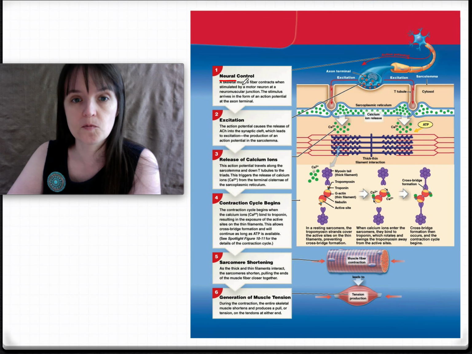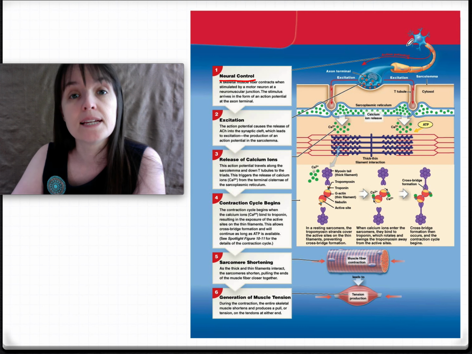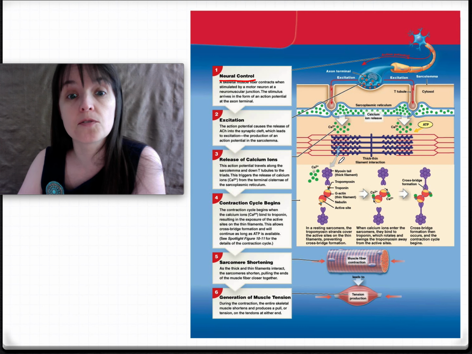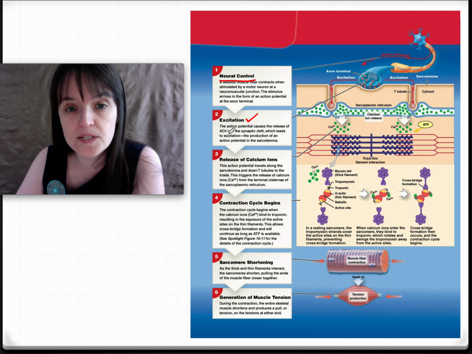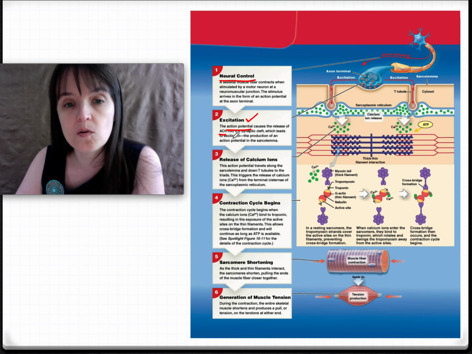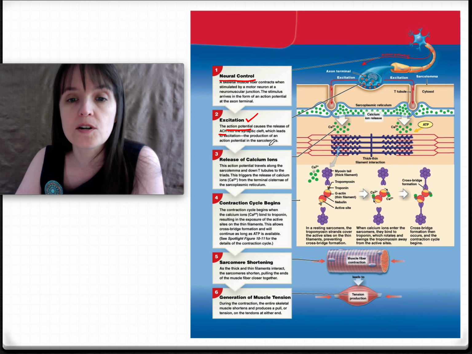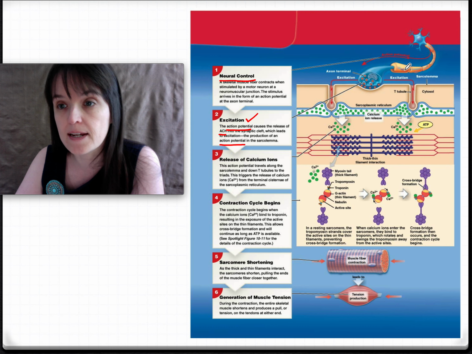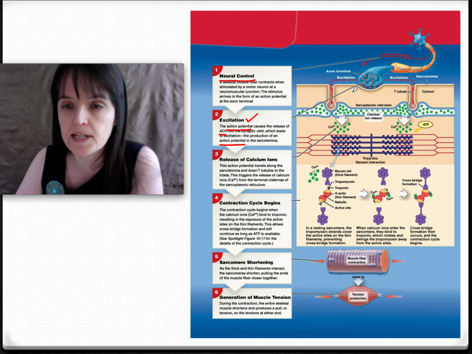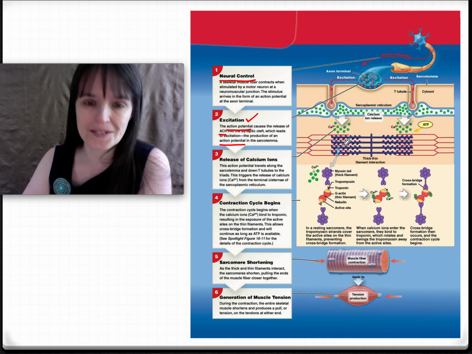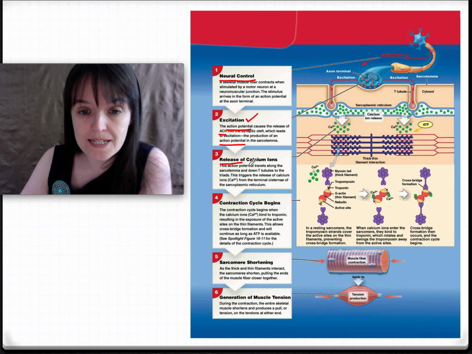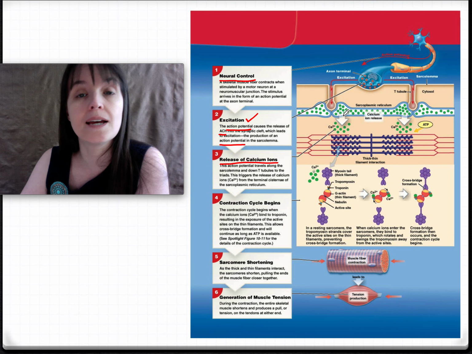Okay, so first, number 1, we have neural control. The skeletal muscles only contract when the nerve tells them to. Excitation is the action potential, which releases acetylcholine into the synaptic cleft, which causes a muscle action potential. So we've had an electrical activity, a chemical activity, which causes another electrical activity, which is about to cause another chemical activity, at least a release of calcium. And that's number 3, the release of the calcium ions from the sarcoplasmic reticulum into the sarcoplasm.